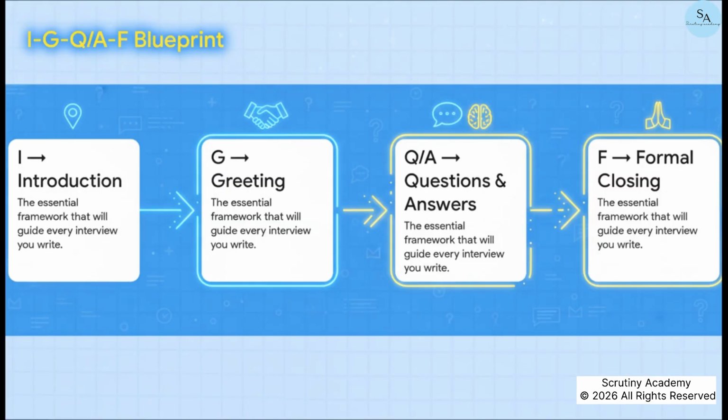Okay, let's break this down. It's super simple. I is for introduction, you're just setting the scene. G is for a polite greeting, you've got to start things off right. QA is the heart of it, right? The questions and answers. And finally, F is for a formal closing. This is the exact structure you're going to use every single time.